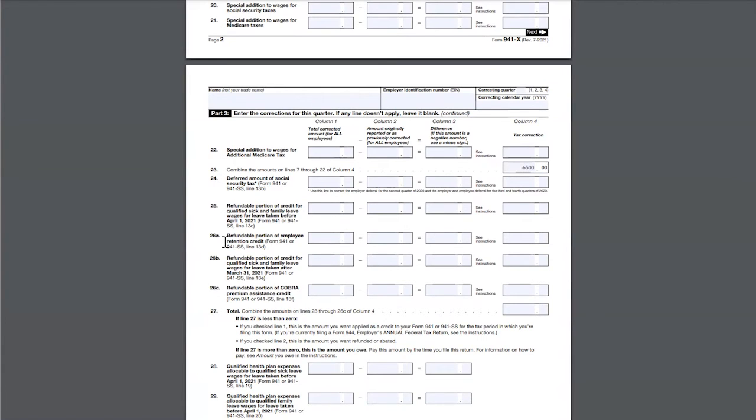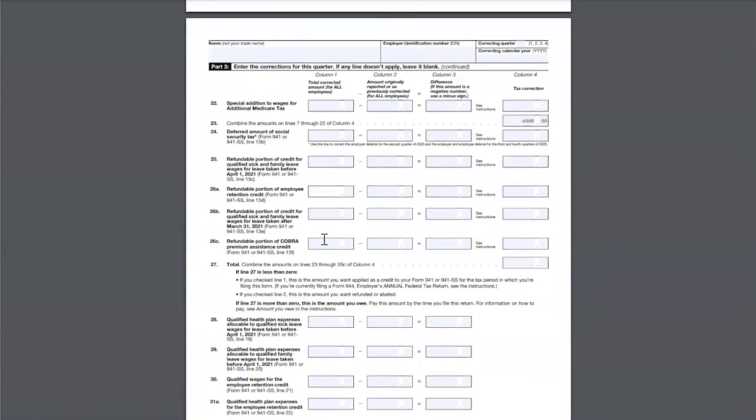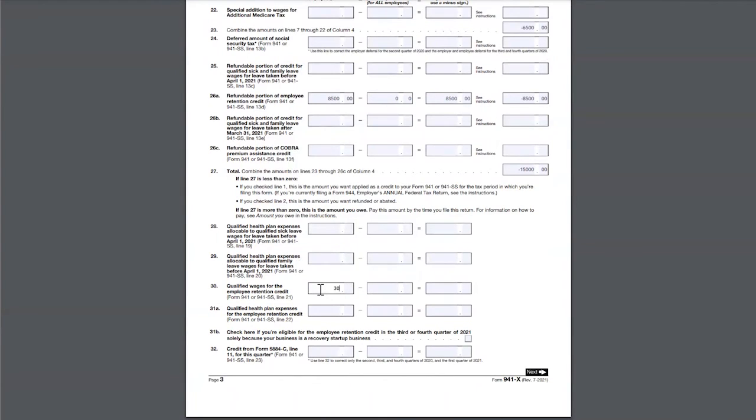The line that we are interested in is line 26A, refundable portion of employee retention credit. And right here, you would put the difference. So the difference between 15,000 and 6,500, $8,500. And again, it's zero, it's 85, and it's negative 85. I hope I did my math quickly and correct. And when you combine both numbers, you should have half of your qualified wages, which just for an easy example was $10,000.